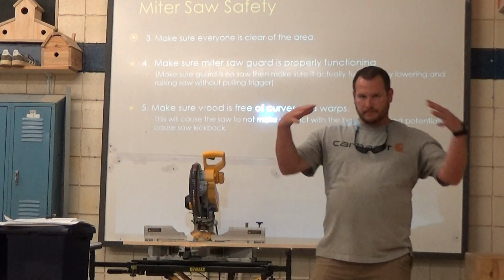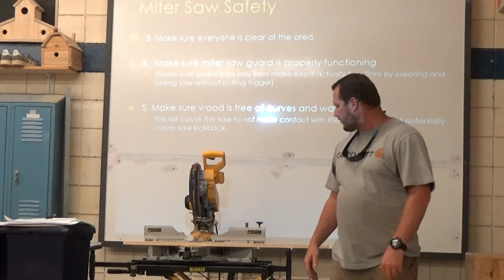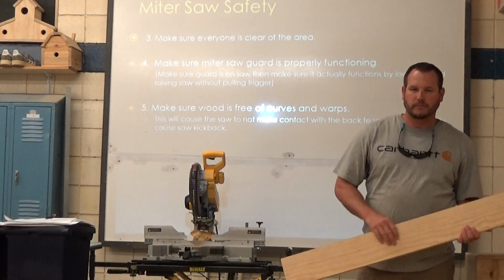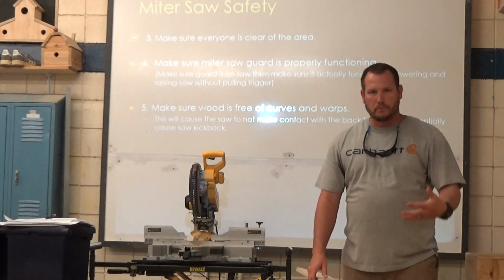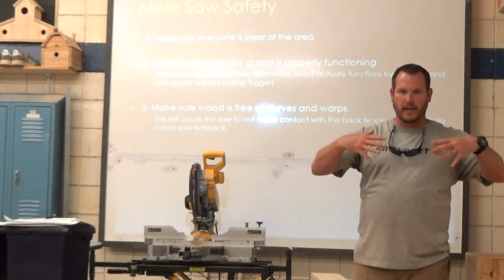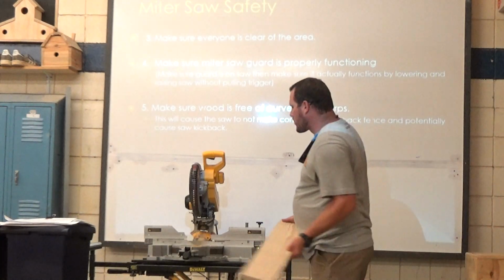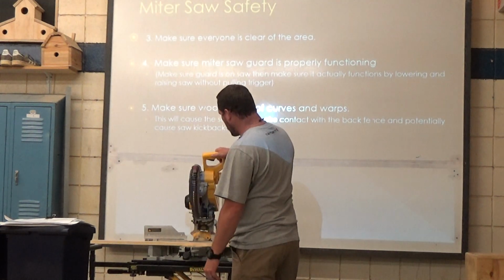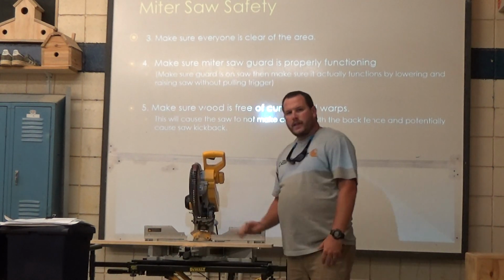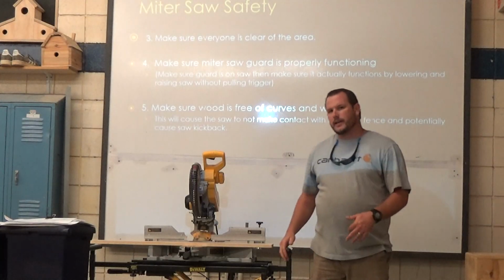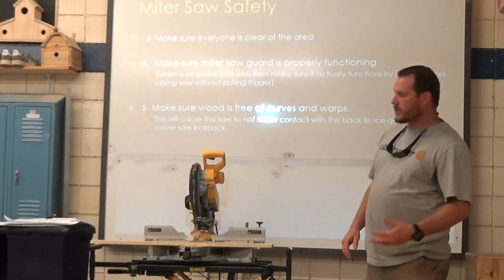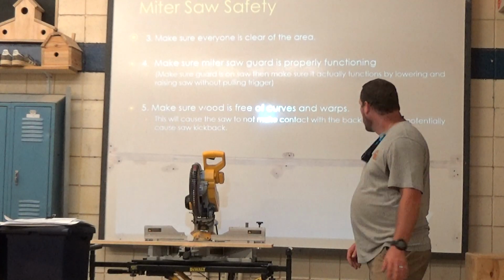Wood that is warped puts the fibers, the grain of the wood, under tension. And when you cut a warped piece of wood, it releases that tension, and that's where your saw will do what they call kickback. Kickback is when the saw grabs and it jumps. Kickback on the miter saw is not near as bad as, let's say, kickback on a table saw or a circular saw, but it's still something that you want to watch out for.